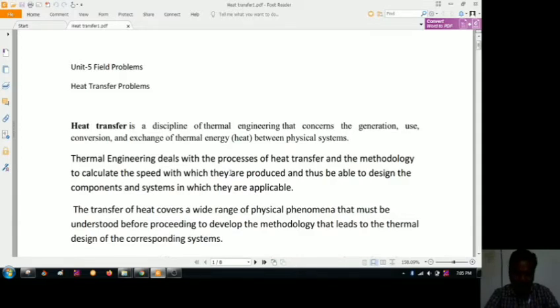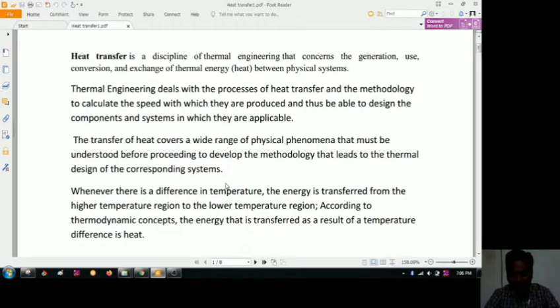Heat transfer is a discipline of thermal engineering that concerns the generation, conversion, and exchange of thermal energy between physical systems. Thermal engineering deals with the process of heat transfer and the methodology to calculate the speed with which heat is produced, and thus be able to design the components and systems in which they are applicable. Transfer of heat covers a wide range of physical phenomena that must be understood before proceeding to develop the methodology that leads to the thermal design of the corresponding system.